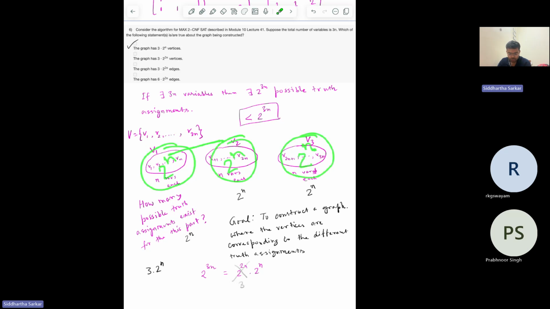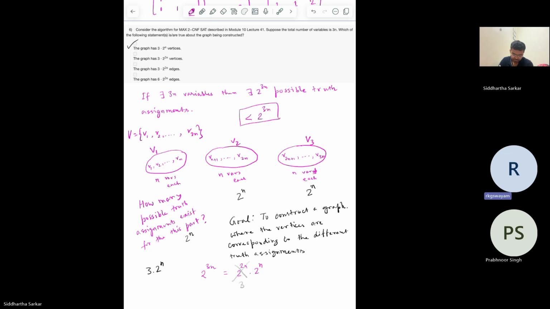So for every vertex, you have to draw 2 to the n edges. So 2 to the n into 2 to the n, and this value will come out to be what? This will be 2 raised to the power 2n. So therefore it is 2 raised to the power 2n, with some constant factor.